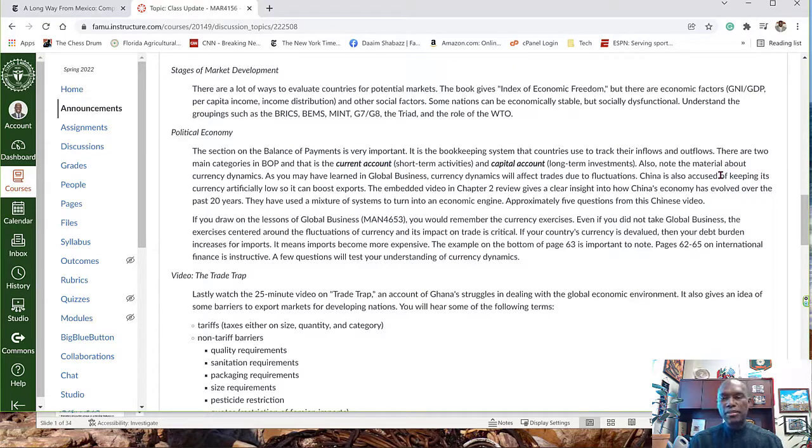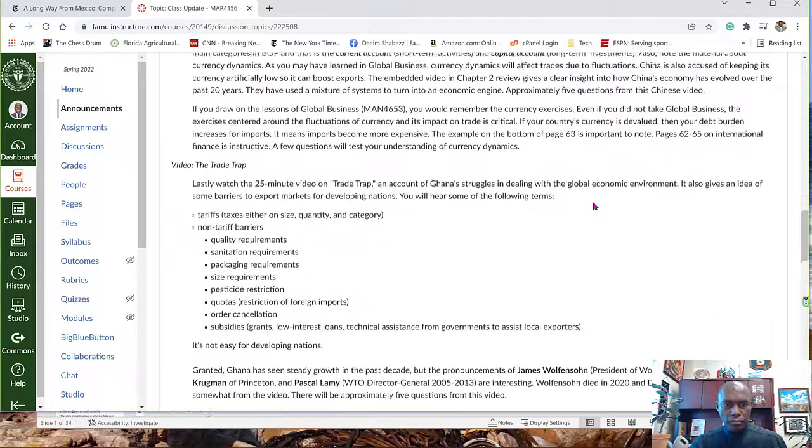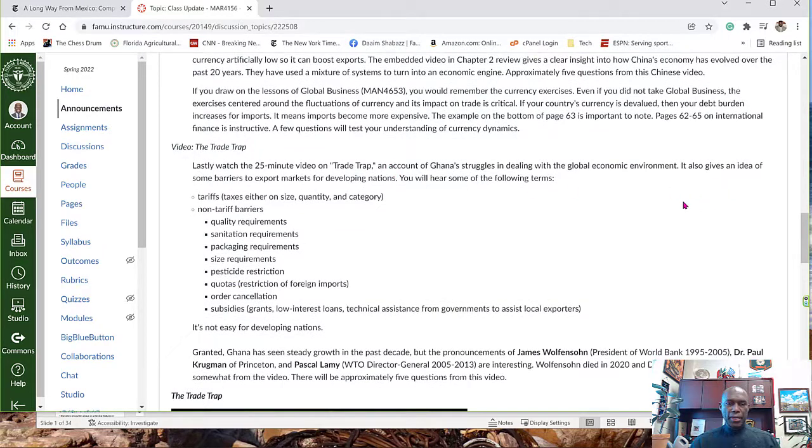Every country has a balance of payments. Most of the movement goes under current account, which is where the imports and exports are. The video trade trap. In this video, you'll see a lot of these terms used. This idea of subsidies, which can be in the form of a grant, low interest loan, technical assistance from the government to assist local producers, to give them kind of an even footing with foreign competition.